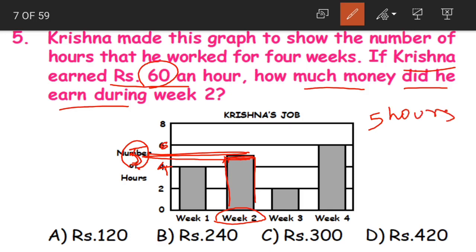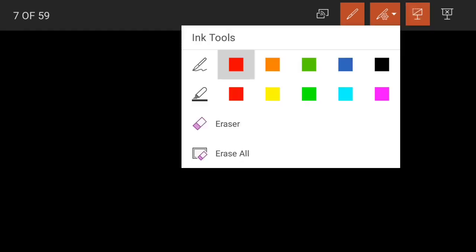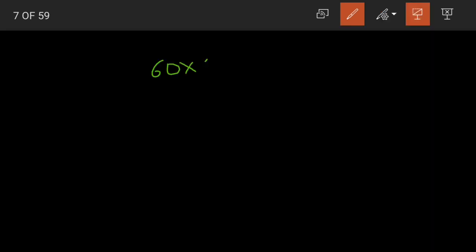And what is the payment here? He earns 60 rupees per hour. So how much will he get for 5 hours? 5 into 60 rupees. Yes, 60 rupees into 5. That is the amount that he earns per hour into the number of hours he has worked. 5 zeros are 0, 5 sixes are 30.